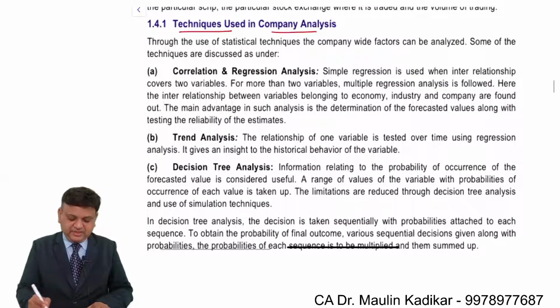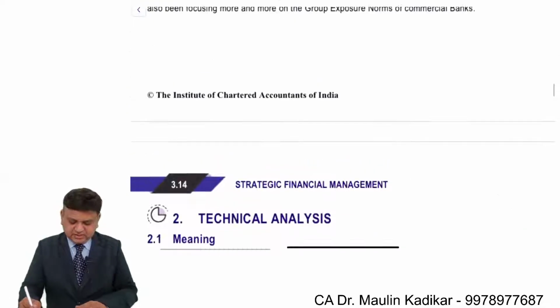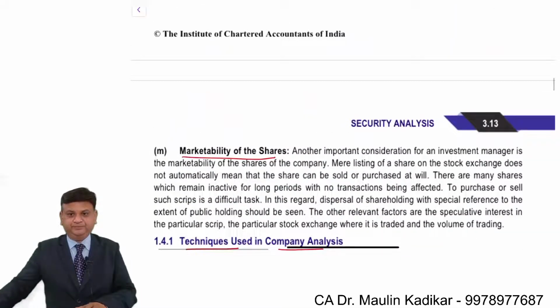Next is what they have included over here: techniques used in company analysis. Correlation and regression analysis, R square once again. Trend analysis. Decision tree analysis. Decision tree is basically a kind of operational research technique that you can apply.